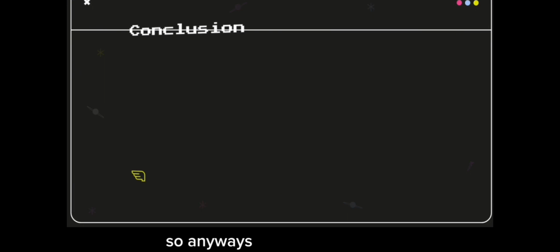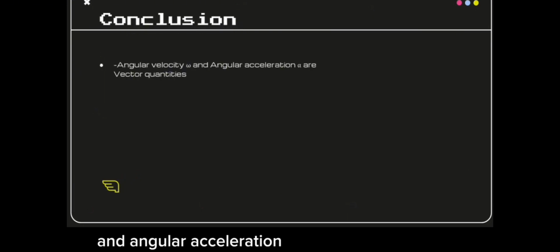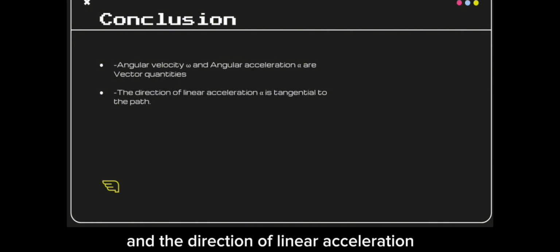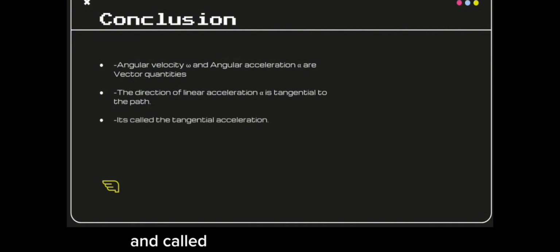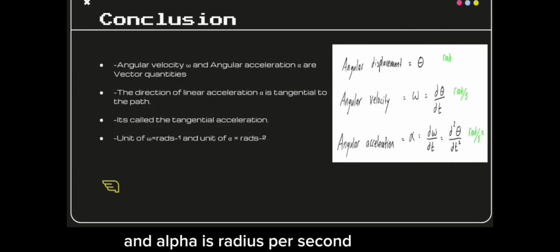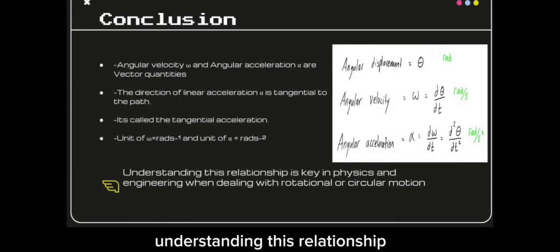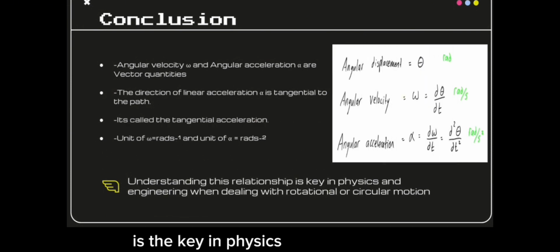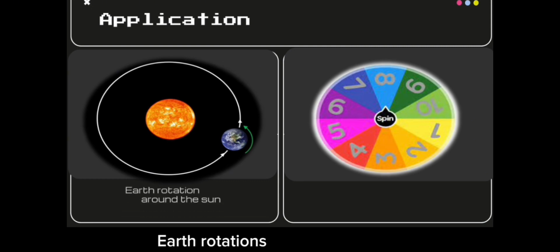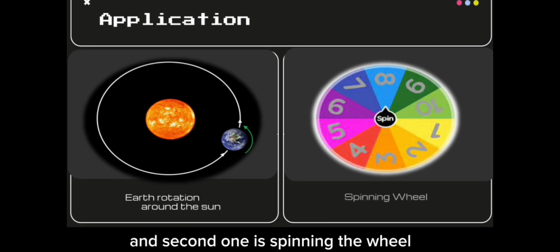Anyways, angular velocity and angular acceleration are very important quantities, and the component of linear acceleration that is tangential to the path is called the tangential acceleration. The unit of omega is radians per second and alpha is radians per second squared. Understanding this relationship is the key in physics and engineering when dealing with rotational or circular motion. These images are examples of circular paths, and the first one is Earth revolving around the sun, and the second one is a spinning wheel.